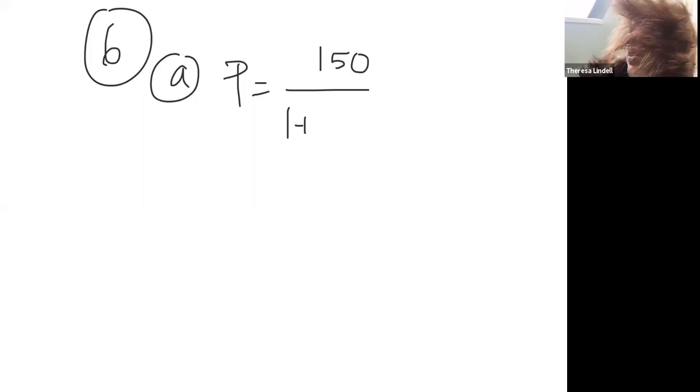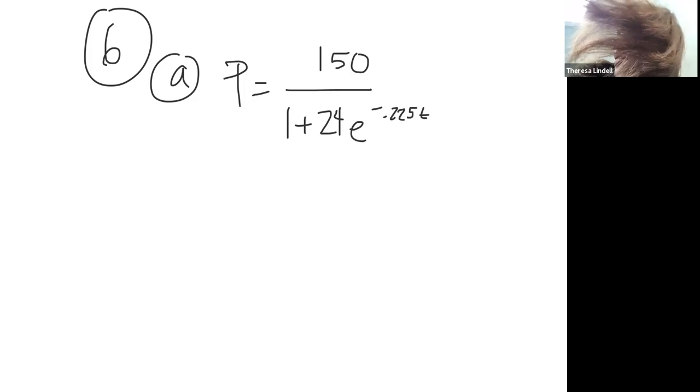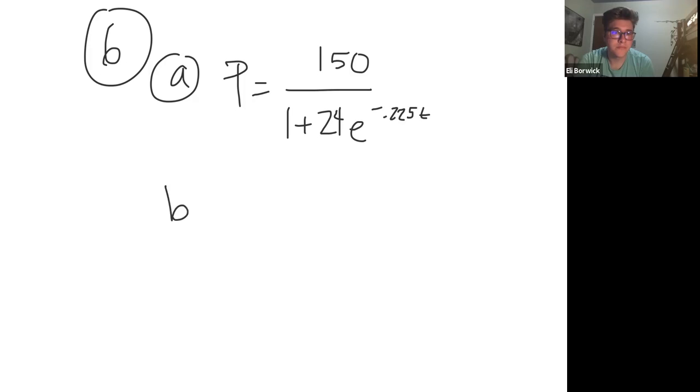I'm gonna have to make myself a new one. Hopefully I used all the same numbers. Did I do 150 guppies? Yeah. And there was originally 6? Yeah. Yep. So then I got my first answer for part A, where they want you to write the formula again, was 150 over 1 plus 24 e to the negative 0.225 t. Yeah. Mm-hmm. Cool.